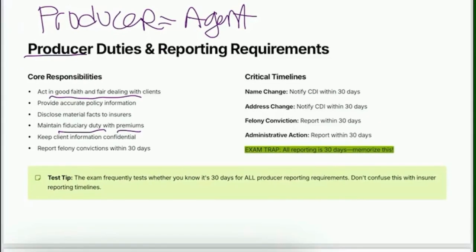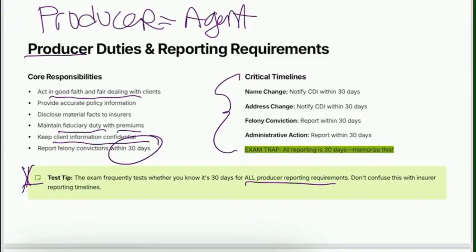Obviously, keep client information confidential and report felony convictions within 30 days, but not just felony convictions. You must submit any of this information within 30 days. Address change, name change, felony convictions, and administrative actions all must be reported within 30 days. The exam frequently tests whether you know if it's 30 days for all producer reporting requirements. Do not confuse this with other timelines.